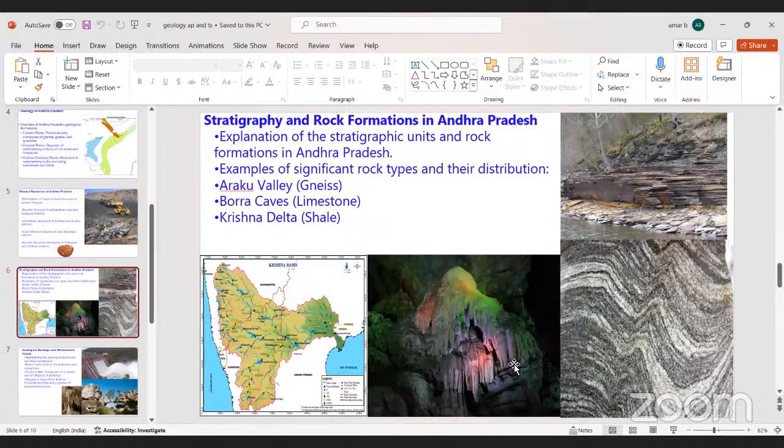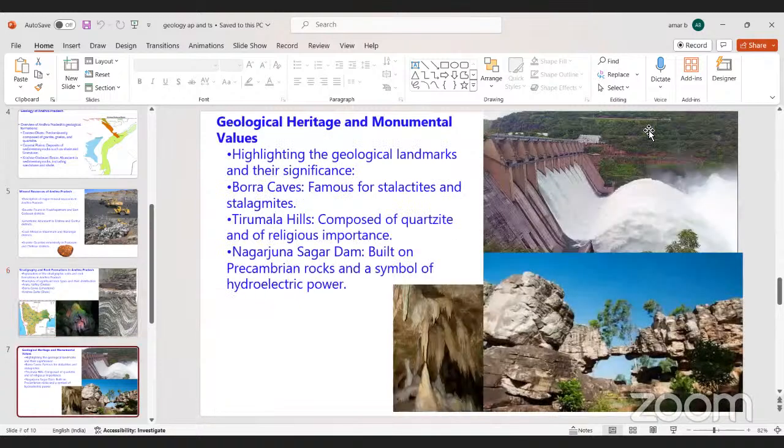And when we talk about rock formation importance and tourism places, you will find variety of rock types and structures in the Borra Caves and Araku Valley, the gneisses and shales, and delta formations in the Krishna Godavari basin, near the ocean, where you will find these delta shales also. So try to remember geological formations or rock types with the places: Krishna Delta shale, Borra Caves limestone only, and Araku Valley gneiss. Try to remember the rock types with their important tourism places.